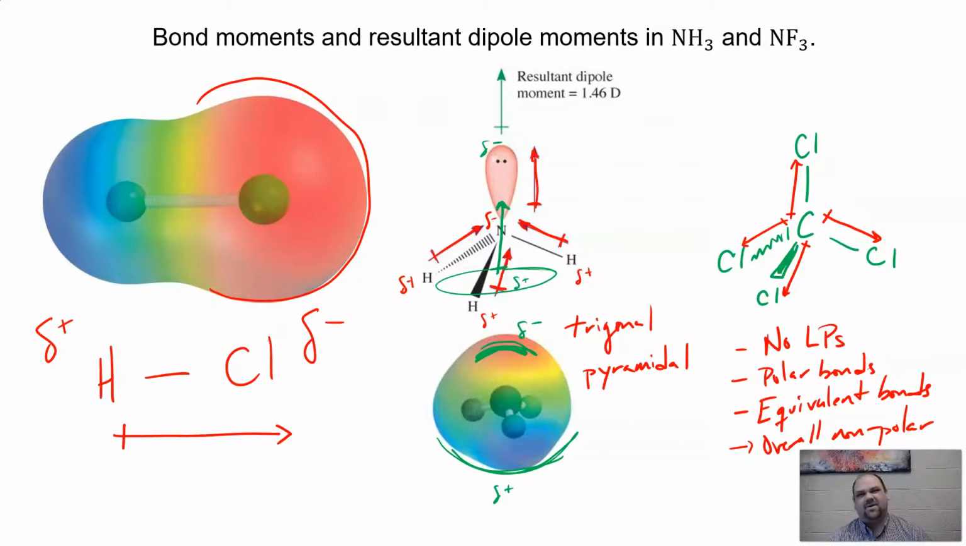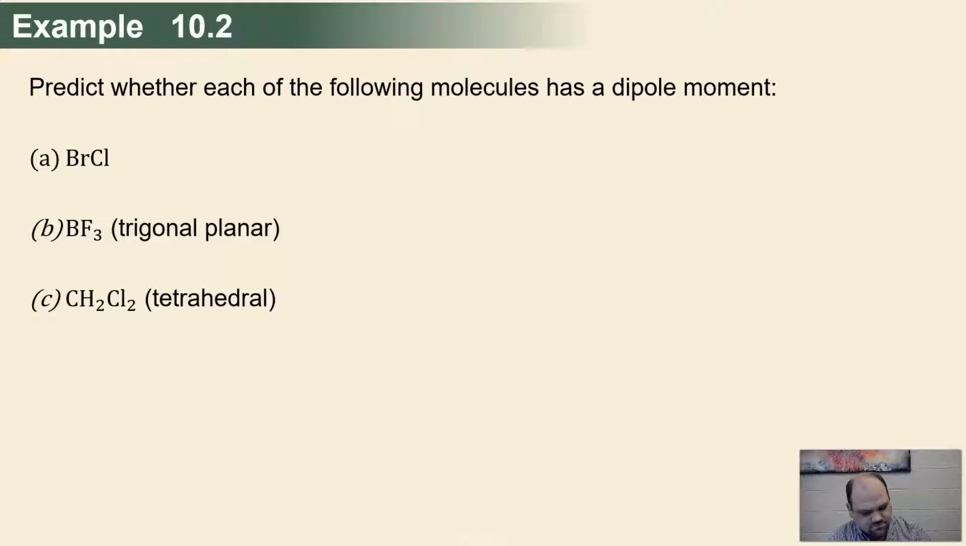And remember our discussion of electronegativity from Chapter 9, all C-H bonds are non-polar. So anytime we have a C-H bond, we think about it as being non-polar. Even though there's a slight electronegativity difference between carbon and hydrogen, we negate that and we think about that as being a non-polar bond. Okay. So let's do some examples. BrCl, let's write this out.